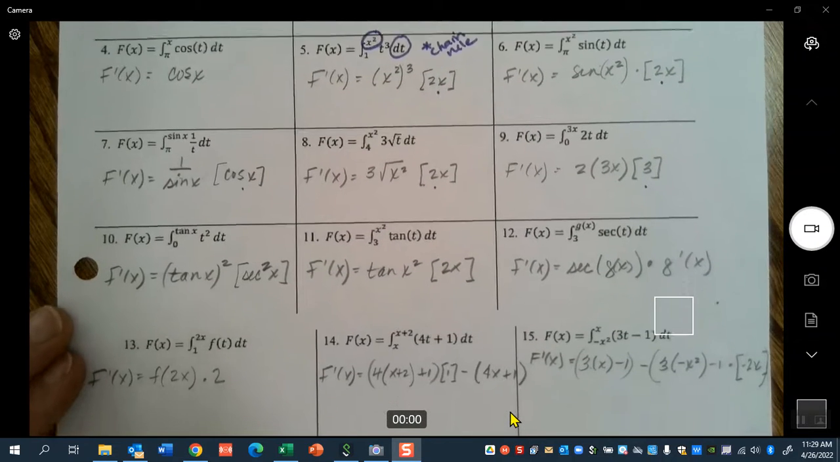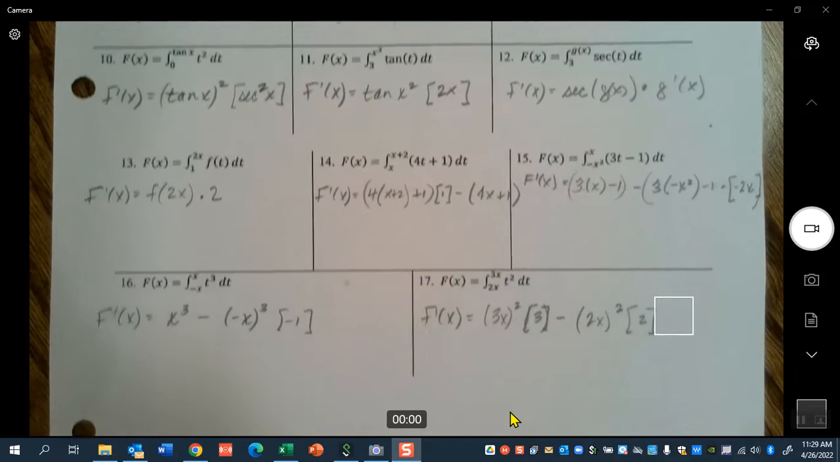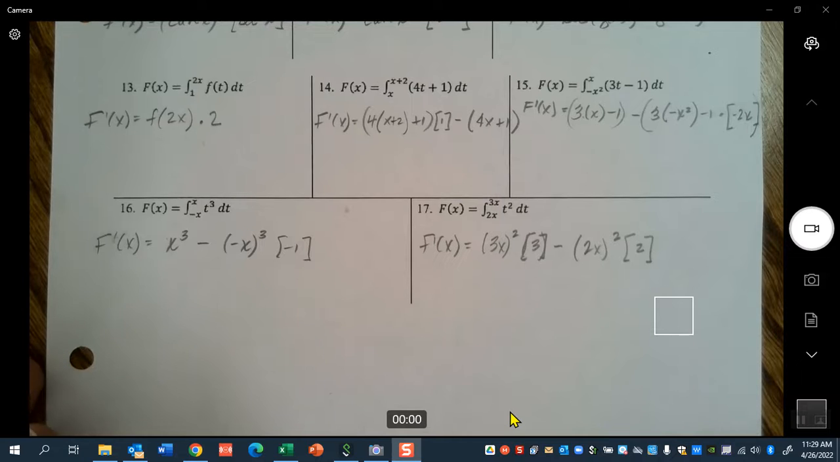Here's 10, 11, and 12. Star or circle any ones that you want to talk about when we see each other again on Thursday. 13, 14, and 15. 16 and 17.